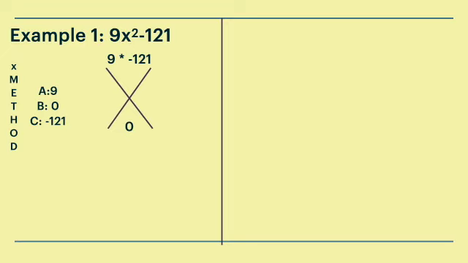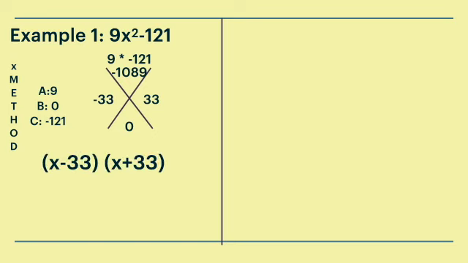9 times negative 121 is negative 1089. Since I know that I need to get a sum of 0, that means I need the same number on both sides. One needs to be negative and one needs to be positive. So really, you can just take the square root of that number, 1089, and you would get 33. So I know negative 33 times positive 33 is 0, and it also multiplies to give me negative 1089.